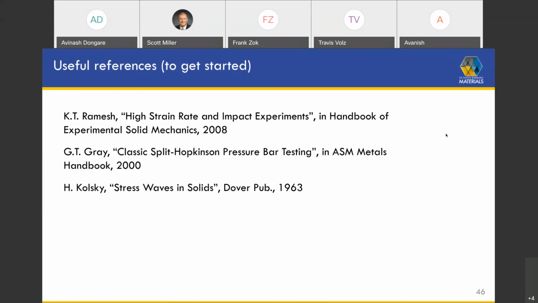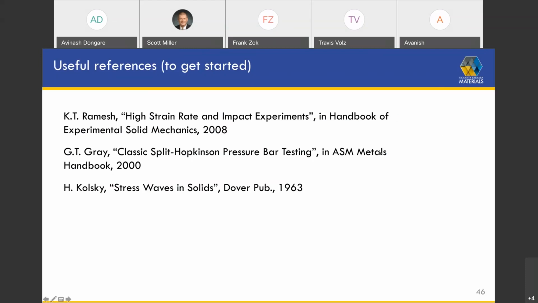I didn't explicitly note them or highlight them, but I think they are extremely useful if you're getting started in this field. There is this chapter by K.T. Ramesh on high strain rate and impact experiments. It's a beautiful introductory, easily accessible article that covers a lot of the basic mechanics, and it covers a lot of the practical issues that you should be thinking about in designing or interpreting an experiment.